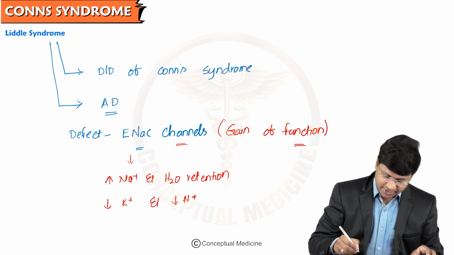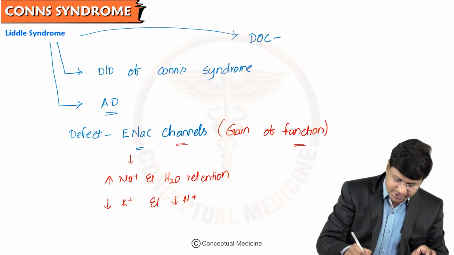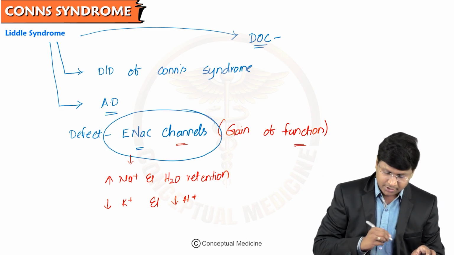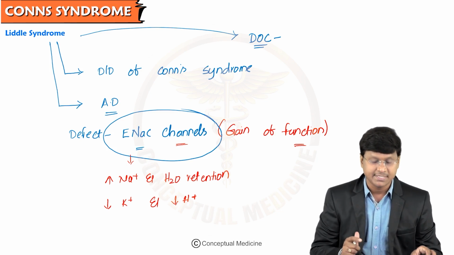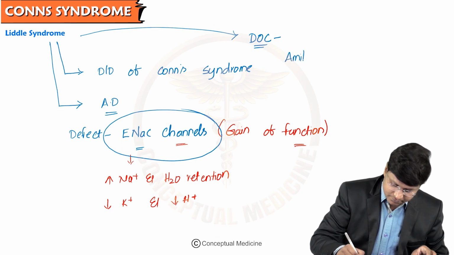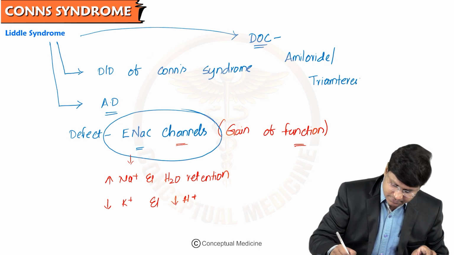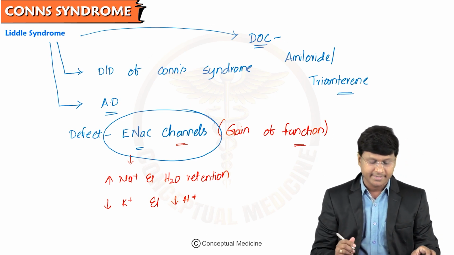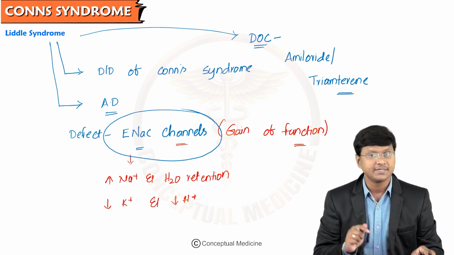Now, what is the drug of choice for Liddle syndrome? The drug of choice for Liddle syndrome is an epithelial sodium channel blocker. And what is that epithelial sodium channel blocker? That is amiloride or triamterene. So this is one of the very important differential diagnoses of Conn syndrome, which is nothing but Liddle syndrome.